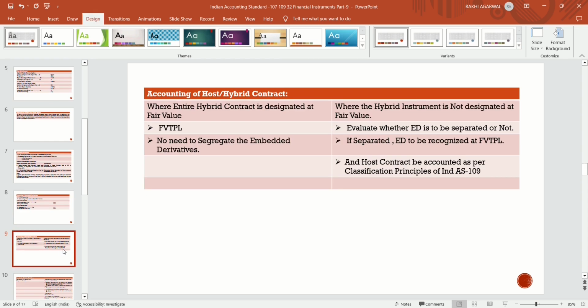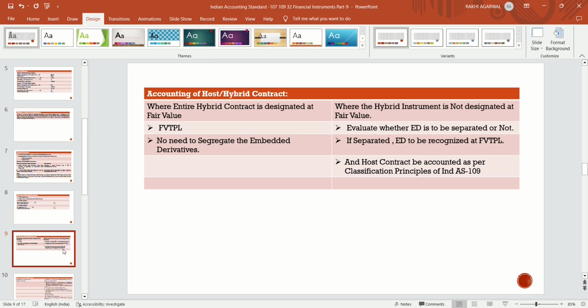How host contract, that is the main contract, or hybrid contract means it's a mixture of host and derivative contract. So how is accounting to be done for that? Where the hybrid contract is designated at fair value, then it will be recognized through fair value through profit and loss account. No need to segregate the embedded derivative. Means if it is designated at fair value, no need to segregate the host contract and the derivative contract.